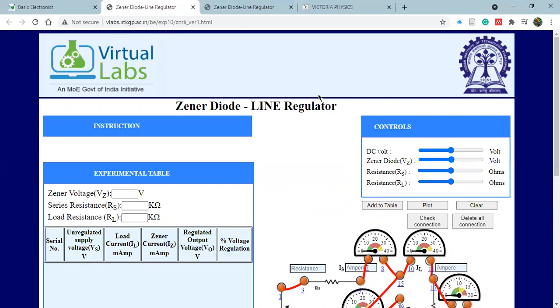So we'll do the Zener diode as a load regulator after this.